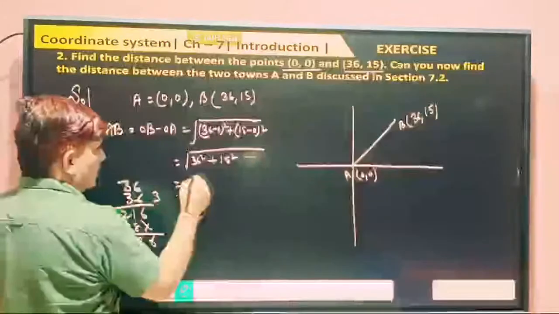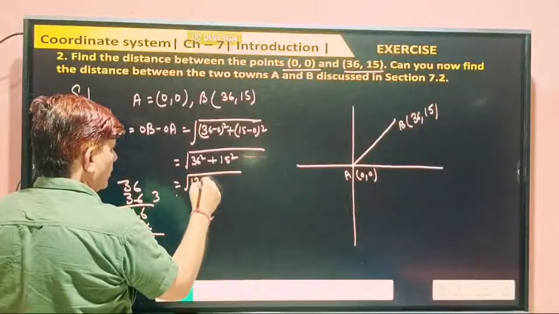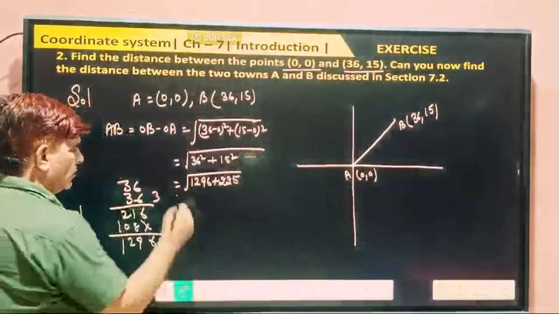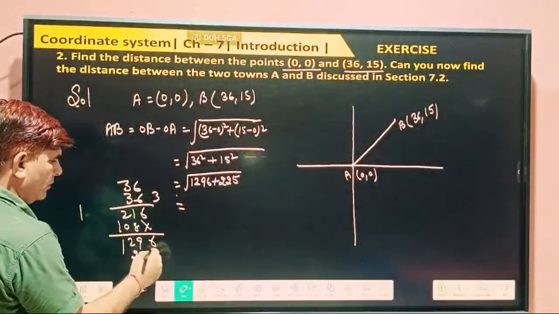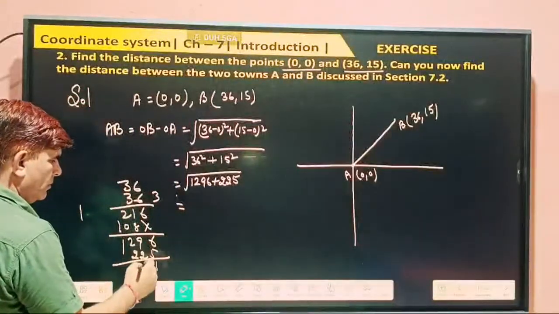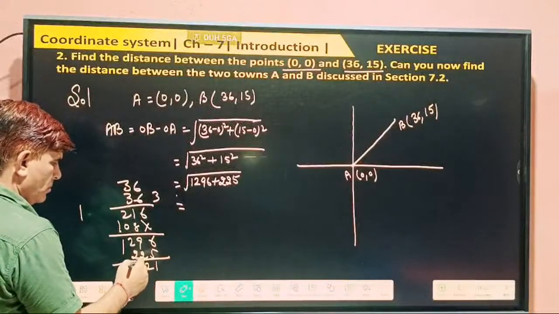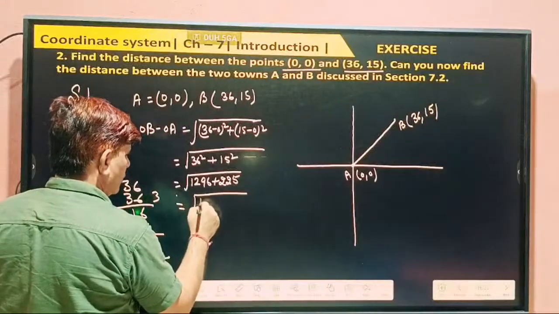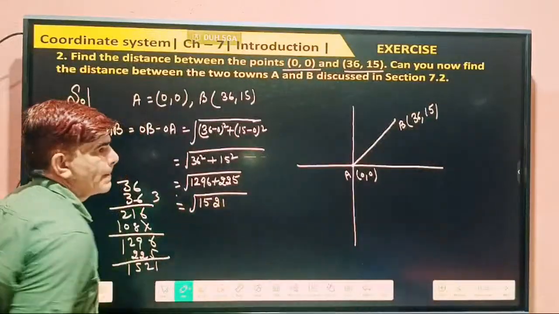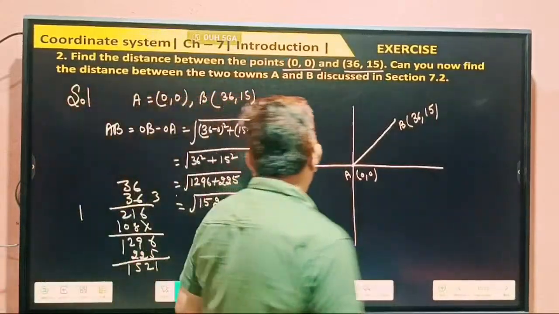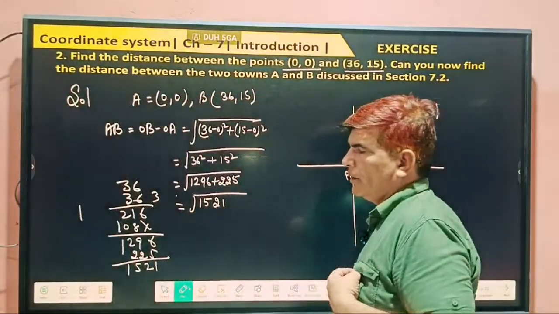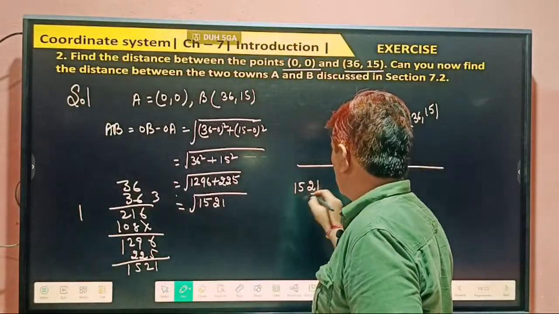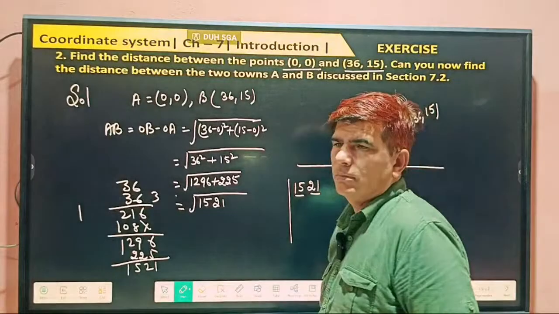6,921 is equal to 1,296 plus 225, equal to what? 225... 1,521 is equal to under the root this. And if you have to find this out, there are 2 methods. One is this: making pairs.